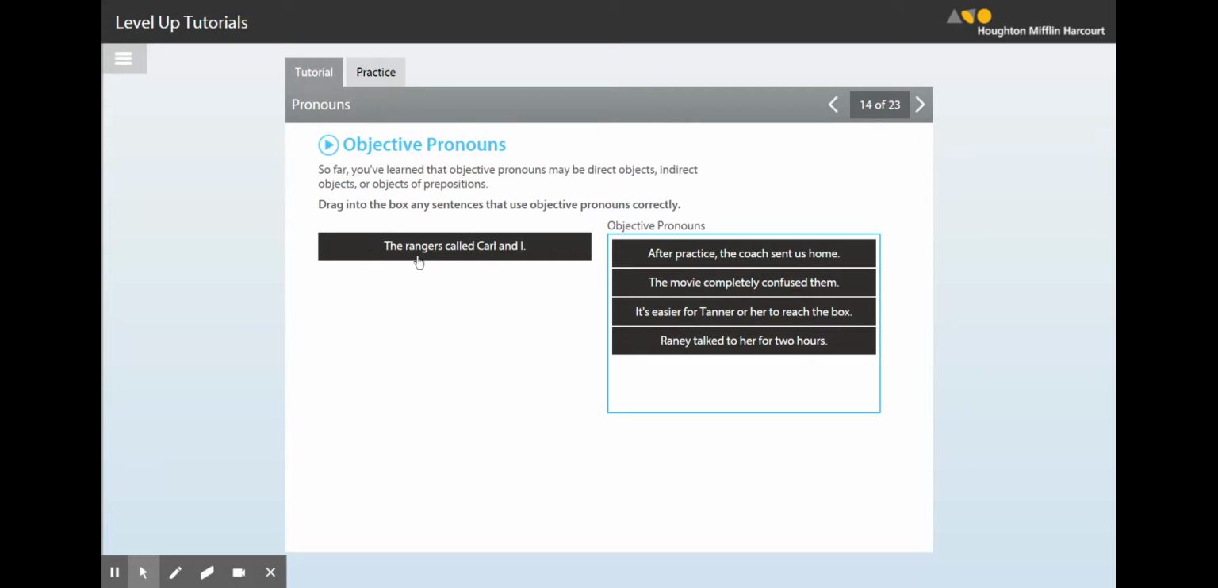This example, it's not being used correctly. If I were to drag it over here, it will tell me the Rangers called Carl and I is not correct. It should be Carl and me because me is the objective pronoun.